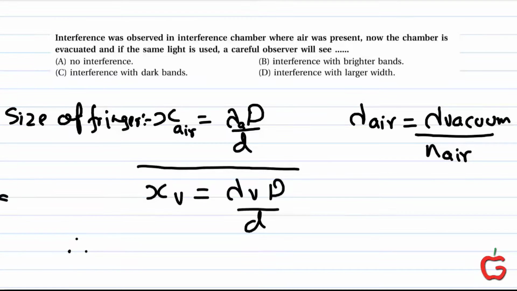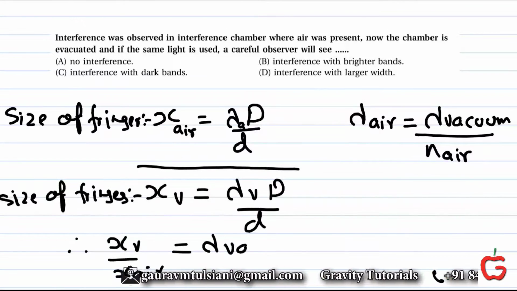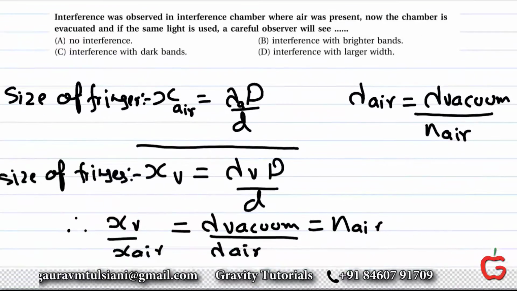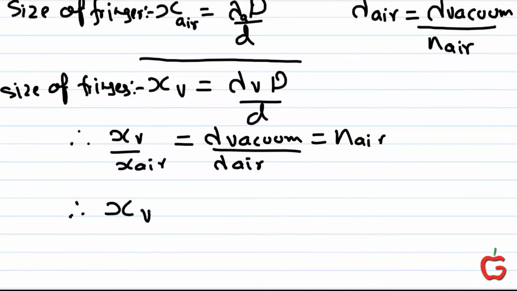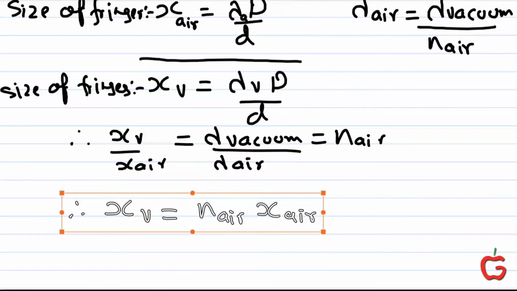So the size of fringes in vacuum divided by the size of fringes in air is the wavelength of light in vacuum to the wavelength of light in air, and that ratio from here we can see is the refractive index of air. So the size of the fringes becomes n times the size of the fringes in air. So the entire pattern becomes wider.